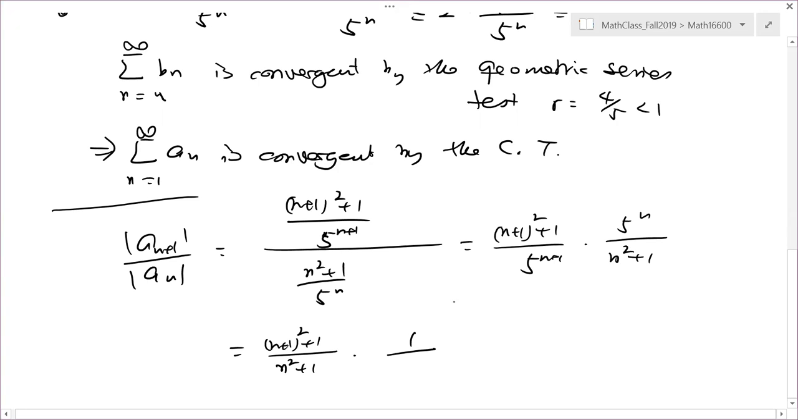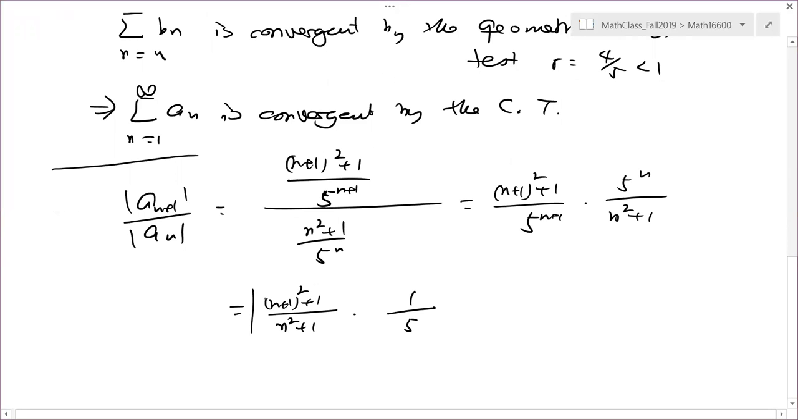And this will be 5 to the n divided by 5 to the n plus 1, to 1 over 5. So this part, the limit is 1. Okay? This part, the limit is 1. It's obvious because in the numerator, the leading term is n squared. In the denominator, the leading term is n squared. Both approach infinity and cancel out, so the limit is 1/5, which is less than 1.